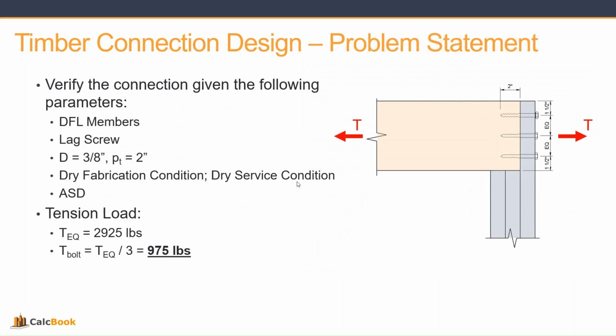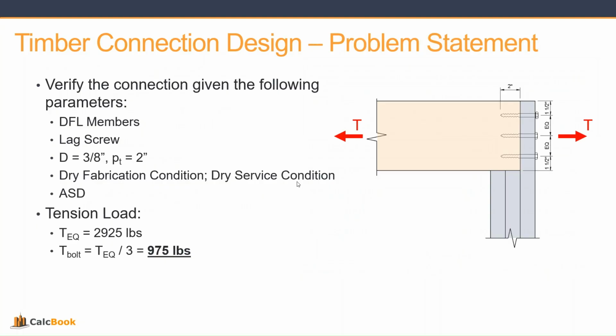So let's take a look at our problem statement. We have a connection design here. It appears to be maybe a header connected into some studs, and maybe we have this as a collector, so we have an axial load in this member. We have Douglas fir larch members. We have 3 lag screws there. The lag screw diameter is 3/8 inches, and it has a penetration depth of 2 inches into that header member. So that orange color, that's what we're going to be checking for our withdrawal capacity.